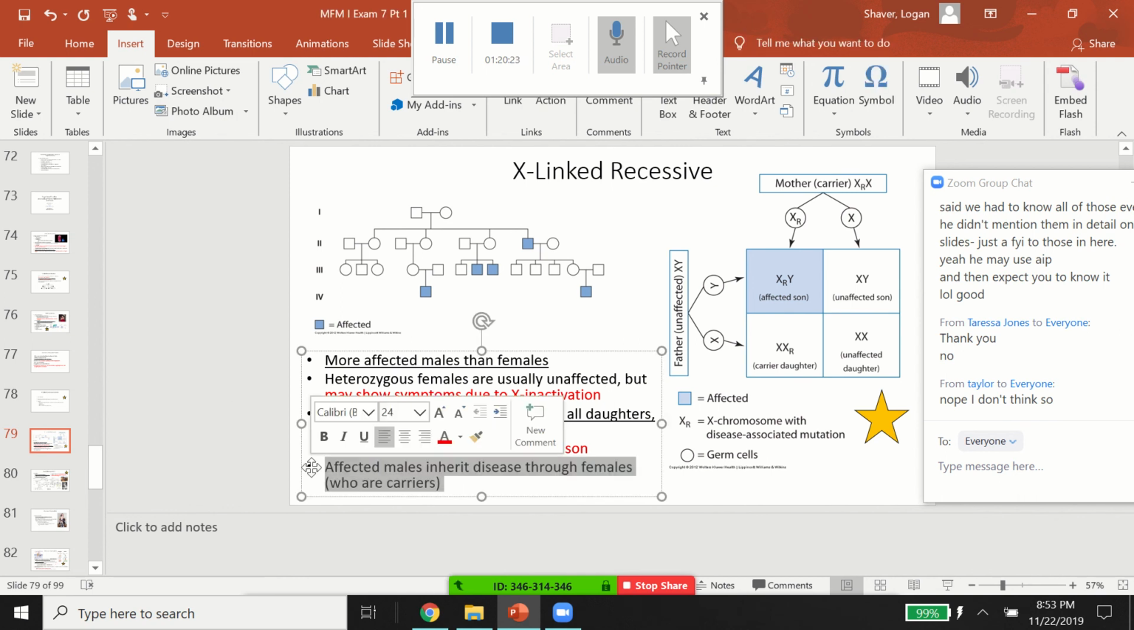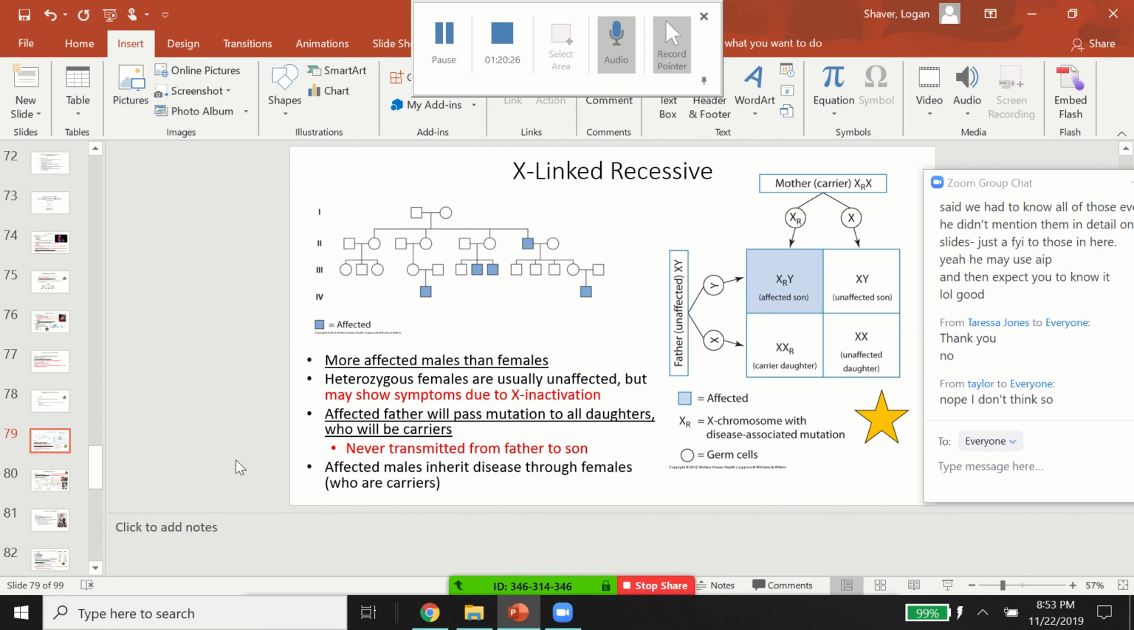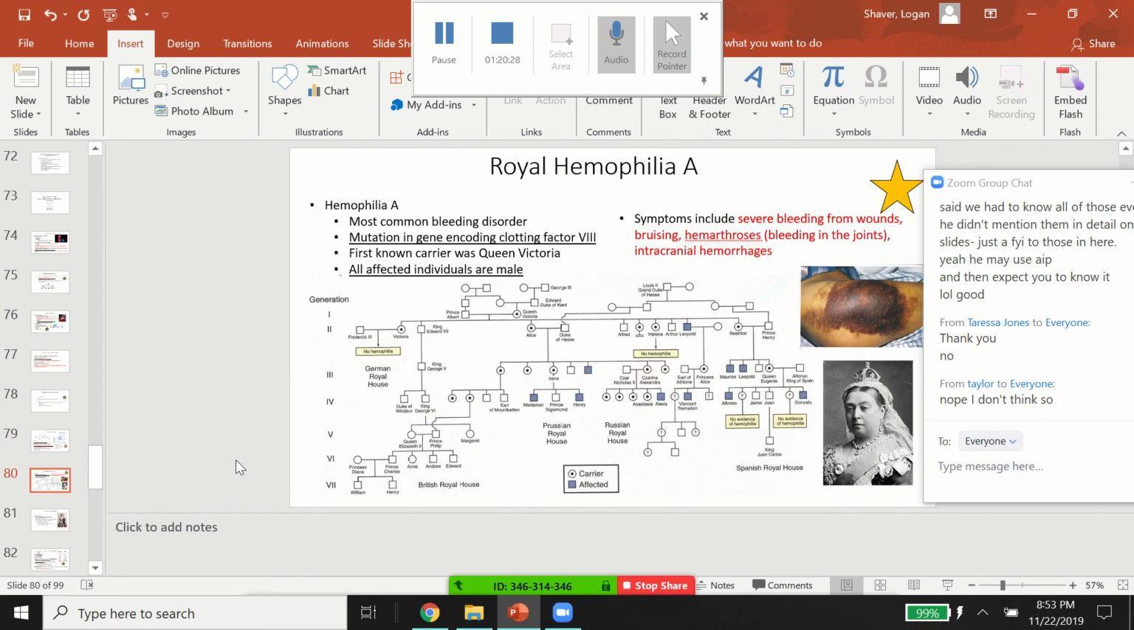Now, affected males inherit the disease through females. I've already covered that point. Now on to royal hemophilia A, which is a little different. Royal hemophilia A involves mutations associated with clotting factor 8. All affected individuals are male. That's something you probably need to keep in mind, and it just stands out to me. Also, of course, since it's a hemophilia, you're going to get bleeding everywhere.